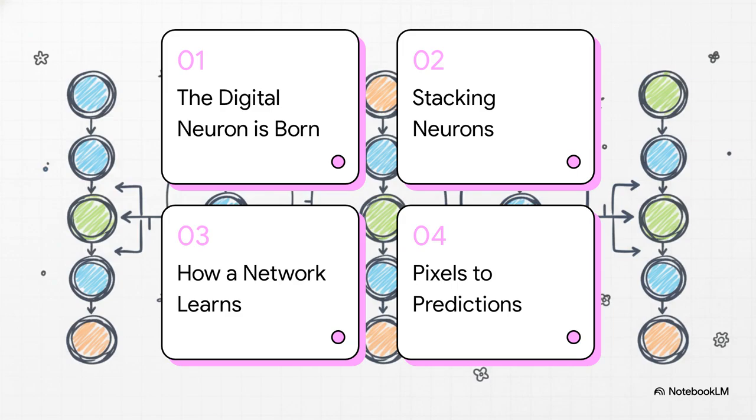So here's the game plan. We're going to build our understanding from the ground up, starting with the single most important building block, the neuron. Then we'll see how to assemble them into a proper structure, figure out how we can make that structure learn, and finally, we'll watch it perform a real-world task.